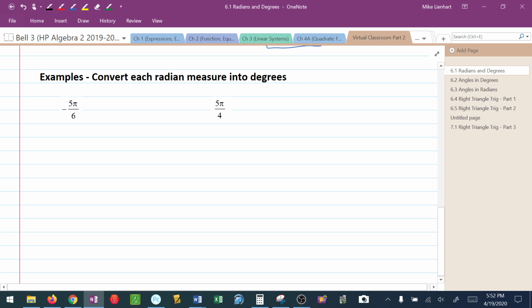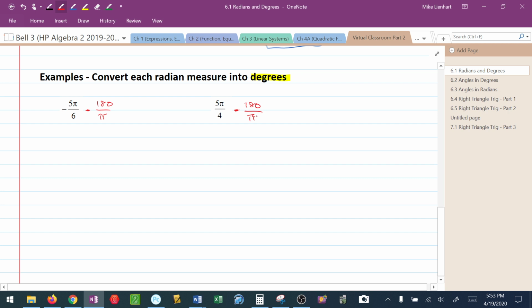So the second thing that we have to be able to do here is, if I give you a measurement in radians, can you change it into degrees? When I was going from degrees to radians, I multiplied by pi over 180. When I'm going from radians to degrees, I'm going to multiply by 180 over pi. I'm just going to go ahead and do that for both of these to start us off.